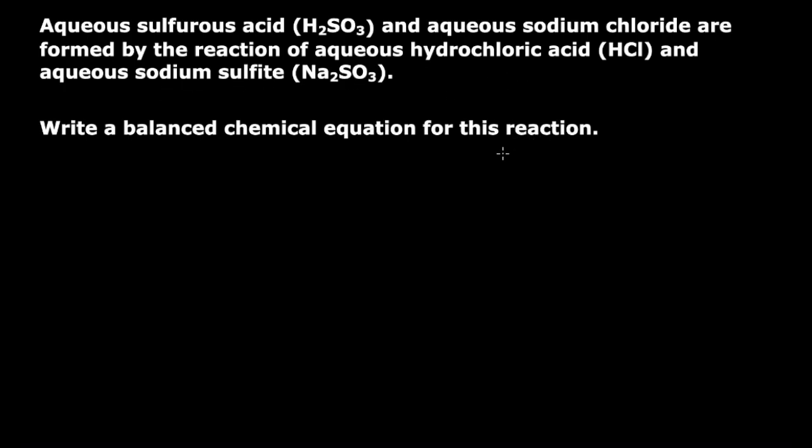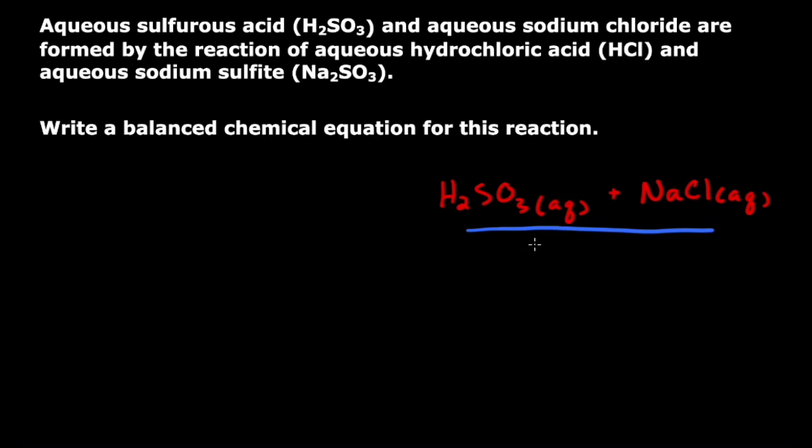And so what I'm going to do is write down that I have H₂SO₃, and that's going to be aqueous. So I'm going to put a parentheses here, and then put AQ down for aqueous. And then I'm going to put a plus sign for what other chemical that's formed, and that's this aqueous sodium chloride. So I'm going to put down that we have NaCl, and that's also going to be aqueous, so it's going to get a parentheses and an AQ there. Because these chemicals there are going to be formed from this reaction.